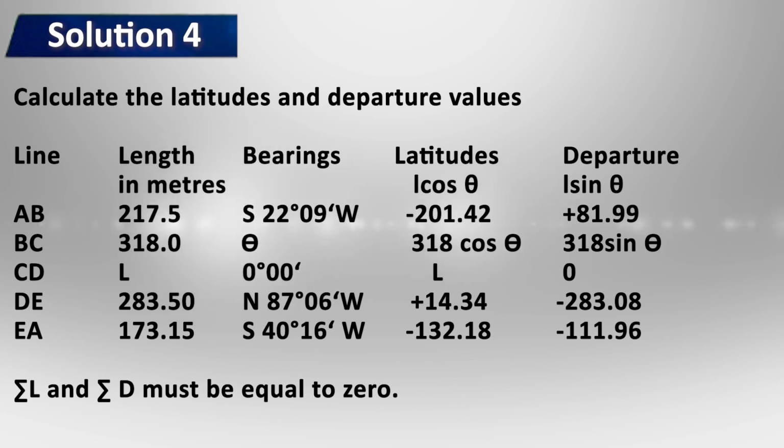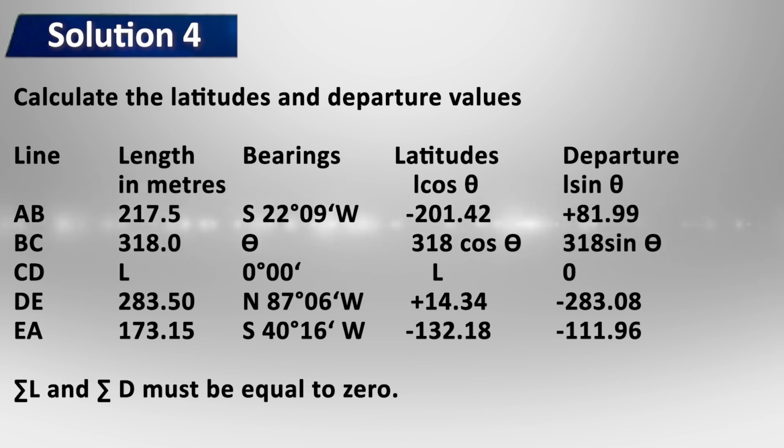The latitude of BC is equal to 198 meters into cos of angle 36 degree 24 minutes. It comes out to be positive 159.37, that is towards north. Latitude of line CD is equal to 37.8 meters into cos of angle 21 degree 12 minutes. It is equal to 35.24, positive sign, that means it is towards the north. Latitude of DA cannot be calculated, let it be L cos theta.